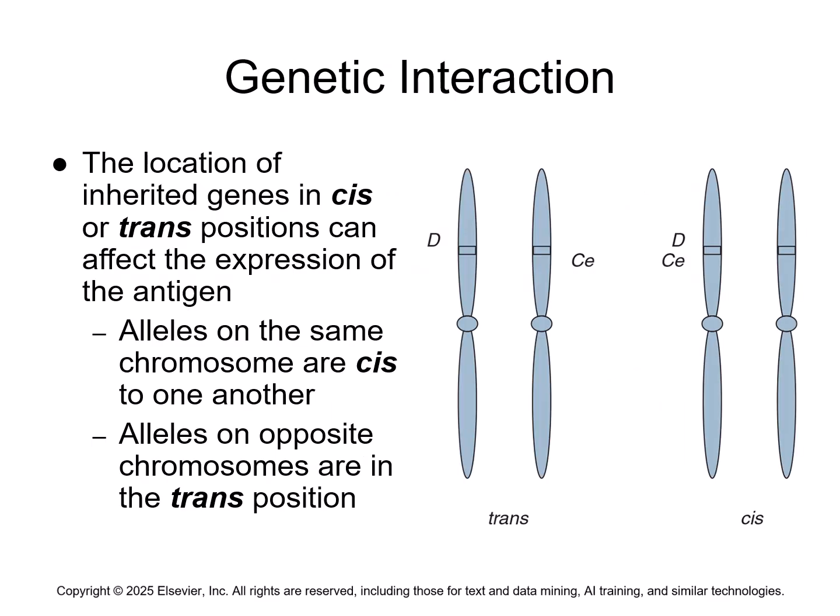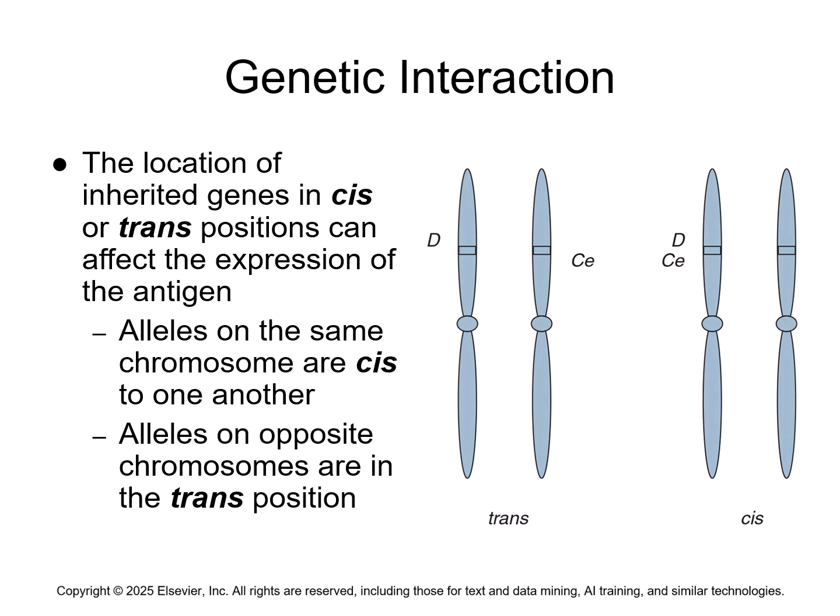The location of inherited genes in cis or trans positions can affect the expression of the antigen. Alleles that are on the same chromosome are cis to one another. Alleles that are on opposite chromosomes are in the trans position.